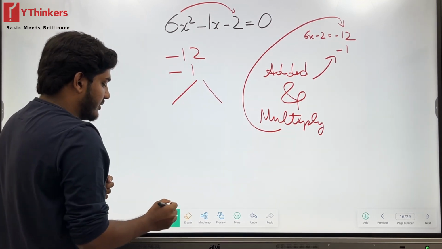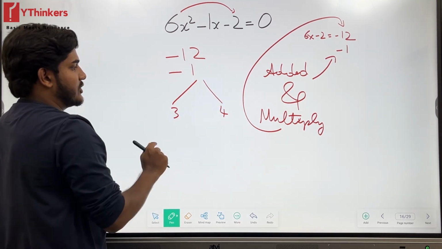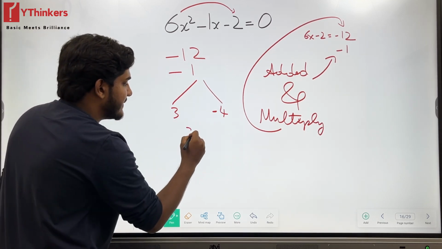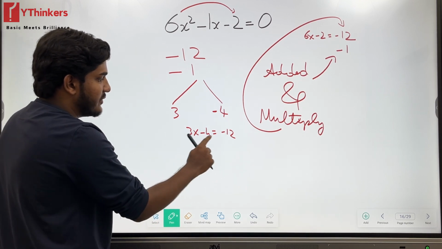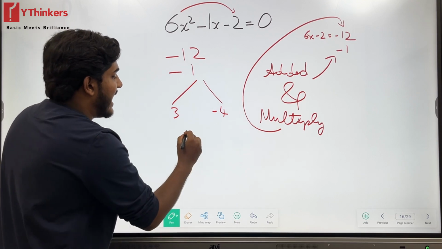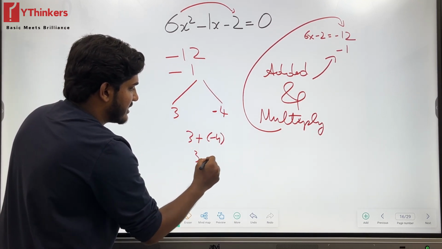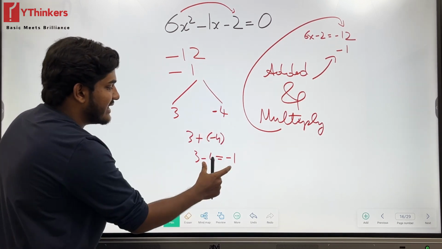Let's try 3 fours are 12. No, it should be -12. So I'll do one thing, 3 minus 4 I'll do. 3 into -4 gives me -12, correct? Plus into minus, 3 fours are 12, correct? First condition satisfied. What is the next condition? When I add 3 plus -4, what will I get? Plus into minus, I'll get 3 minus 4 is nothing but -1. Yes, both conditions are satisfied.